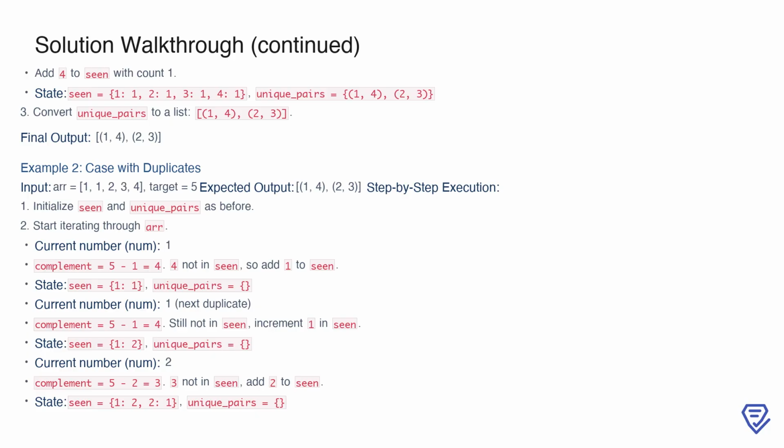Now, in the second example, we introduce duplicates in the input array. The array is 1, 1, 2, 3, 4, with the same target of 5. As before, we initialize seen and unique_pairs. The first number is 1, and its complement is 4. Since 4 isn't in seen, we add 1 to seen. When we encounter the duplicate 1, we calculate the same complement, 4, and again it's not in seen. We increment the count of 1 in seen but don't add any pairs yet.